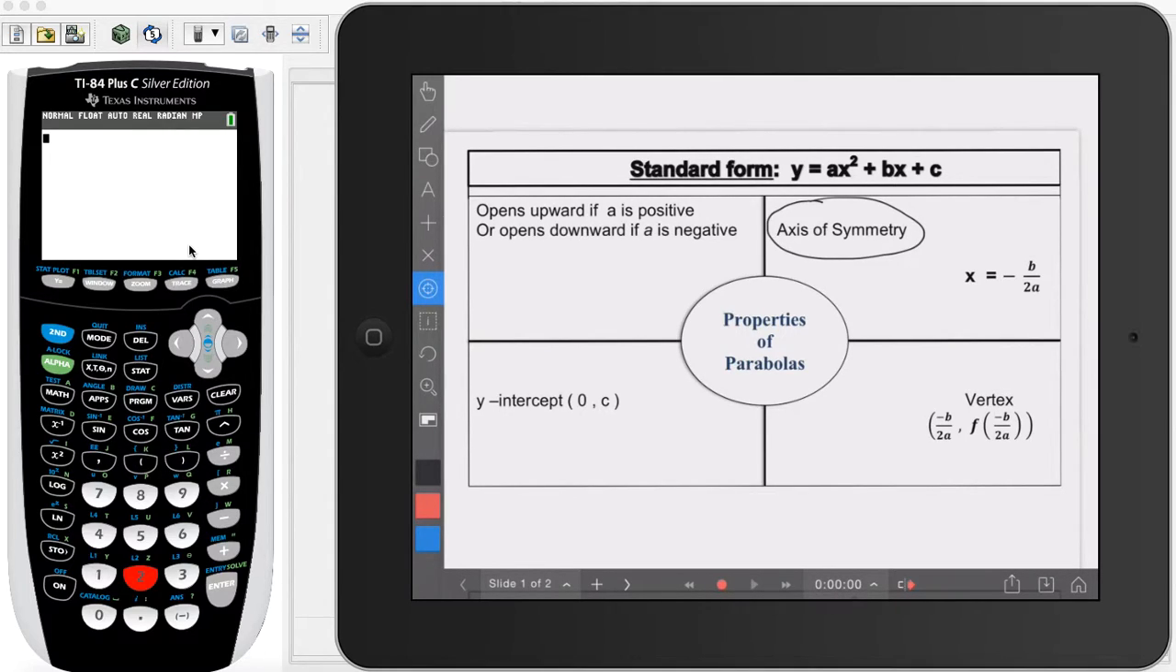Now the y-intercept is wherever the graph touches the y-axis. In standard form we can tell right away from the constant in your equation. So in this case c is your y-intercept. How you find the vertex algebraically is something we're also going to discuss in detail later on. Now let's move on to our first example.